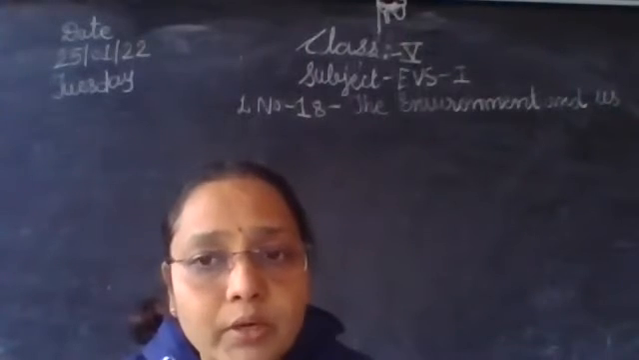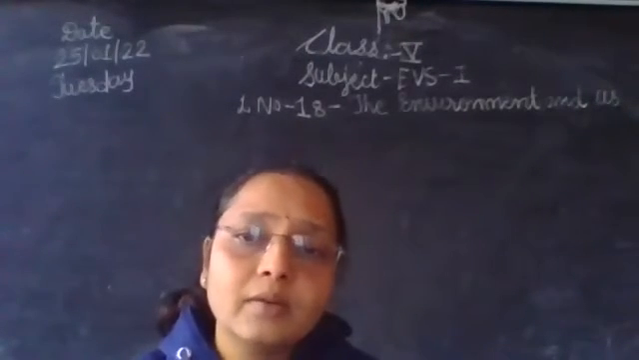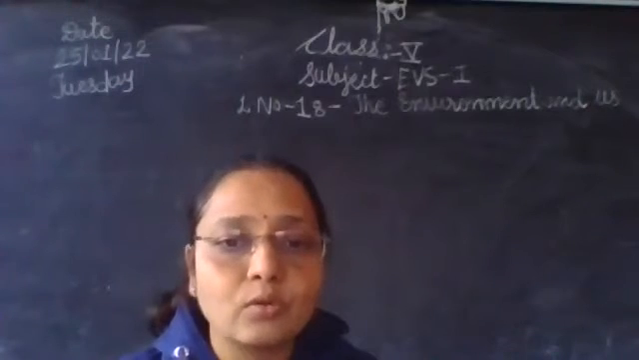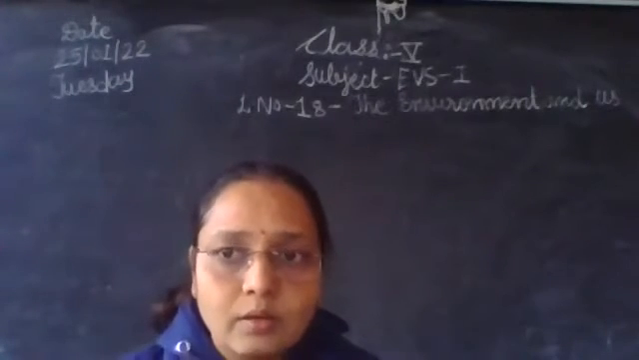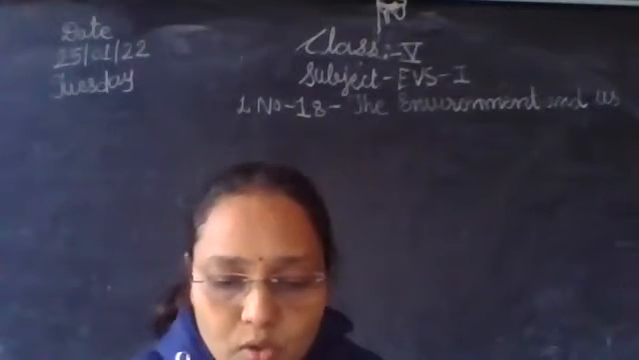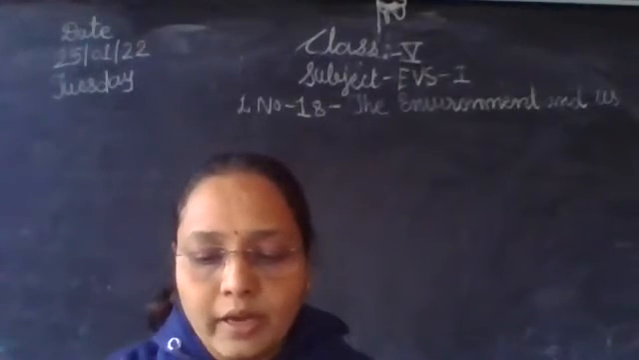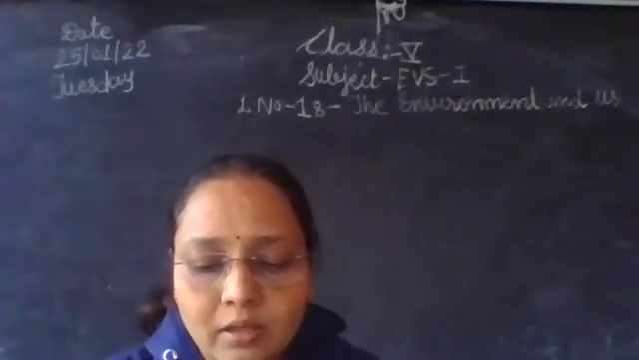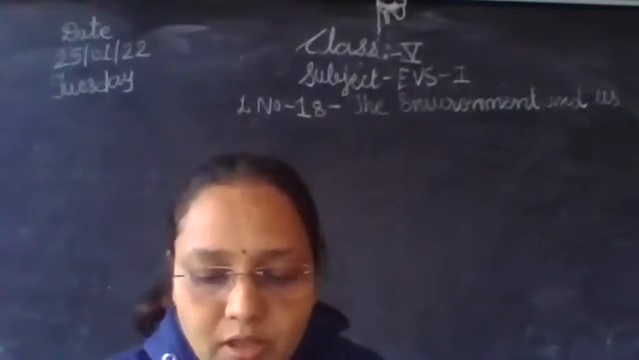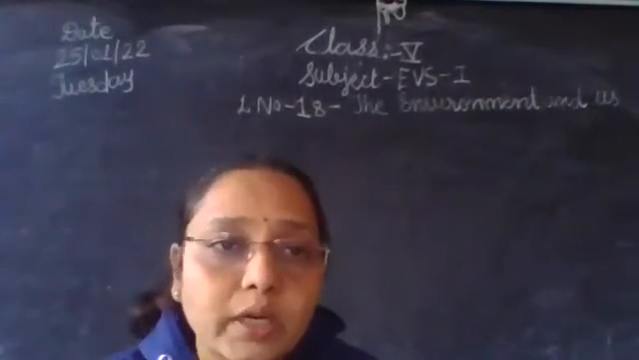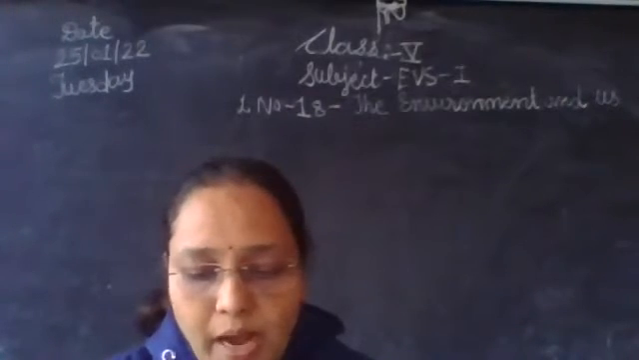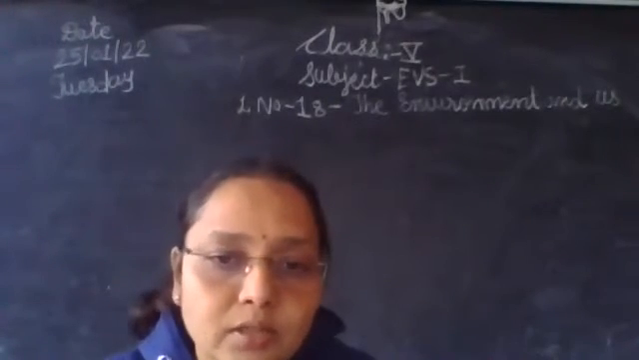Suppose soil gets polluted, what happens? That has a bad impact on plants which grow in the soil and on animals which live in the soil. So if any one factor in the environment is damaged, its relationship with the other factors also gets affected, and environmental balance is disturbed.